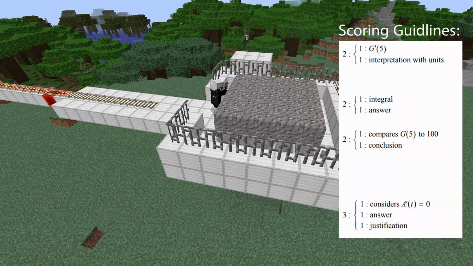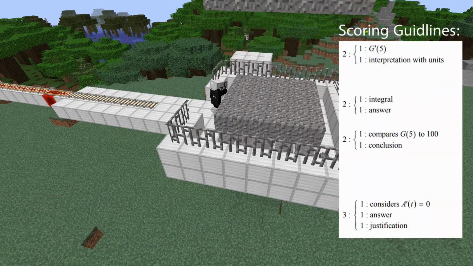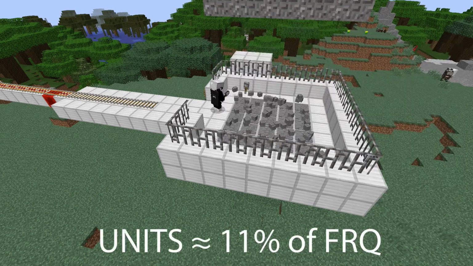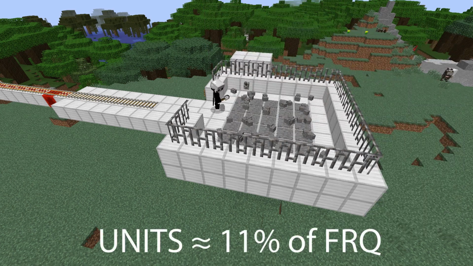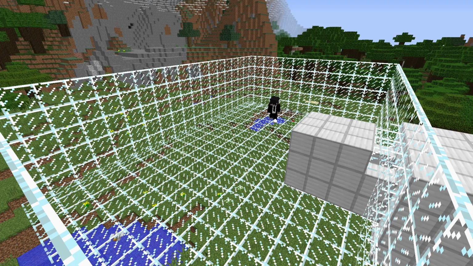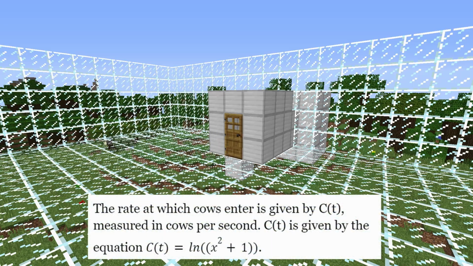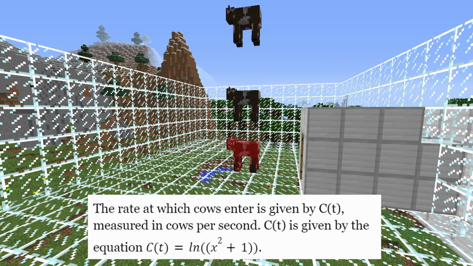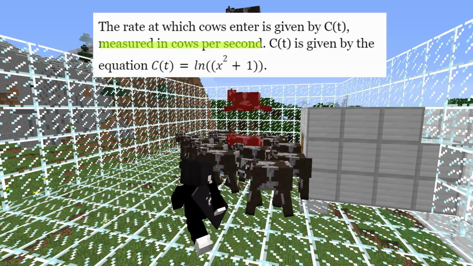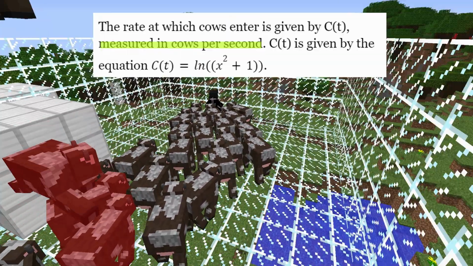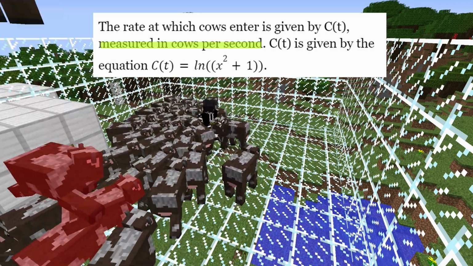Each FRQ is worth 9 points. If 1 point is rewarded just for correct units, this means roughly about 11% of your FRQ is rewarded just by acknowledging what units the problem is in. Going back to our original problem with the cows, knowing that units are so important now, something we would like to note is that the function given to us is in cows per second. The point is, pay attention to the units.